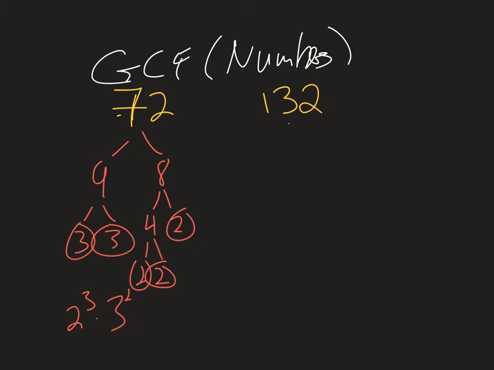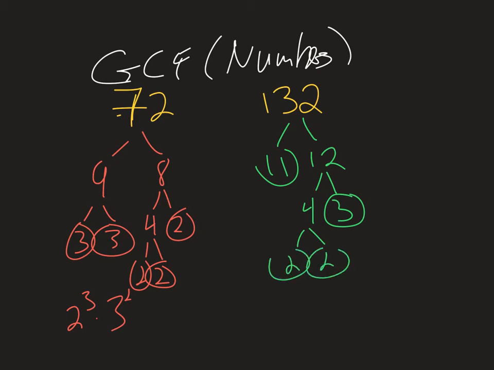Okay? Likewise, we can take the 132 and break it up into other factors. In this case, 132 is divisible by 11 and 12 as a pair. 11 times 12 makes 132. 11 is prime, so I'm done there. 12 is divisible by 4 and 3. 3 is prime, so I'm done there. And then 4 is divisible by 2 and 2, and both those are done. So 132 would be 11 times 3 times 2 squared.